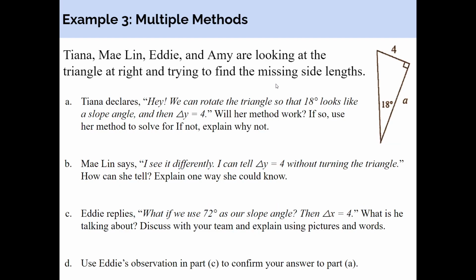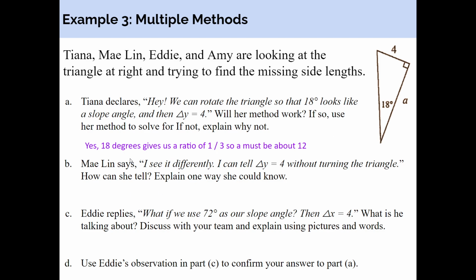All right, so multiple methods. We have Tiana, Maylin, Eddie, and Amy looking at a triangle. So if we rotate the triangle so it looks like a slope triangle, we would have change in y over change in x. Change in y would be 4. Is that going to work? It should, because we have a 1/3 ratio for 18 degrees. So we could figure out that a would be about 12, since 4 is a third of it.